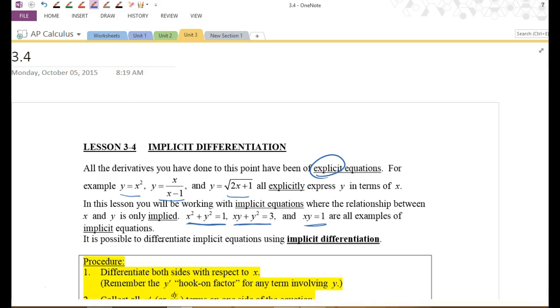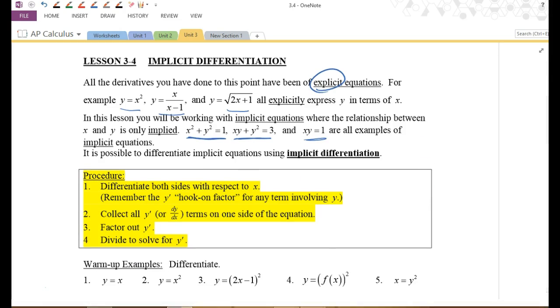The way that you go about doing implicit differentiation is you differentiate both sides with respect to x, and any time that you take the derivative of the y, you simply add on the hook-on factor, which is the derivative of the y. We can call that either the y derivative or dy dx. Just remember that these two things have the same exact meaning, just a different notation. Once you derive both sides, you end up solving for the dy dx piece.